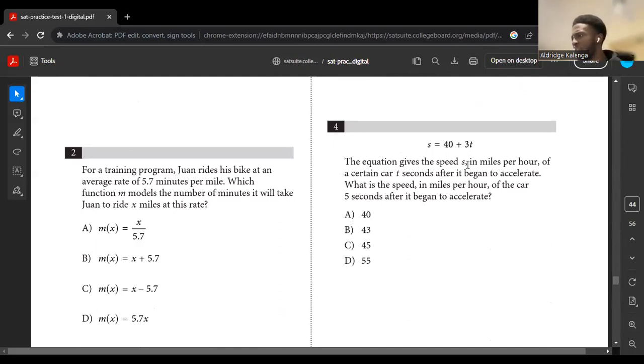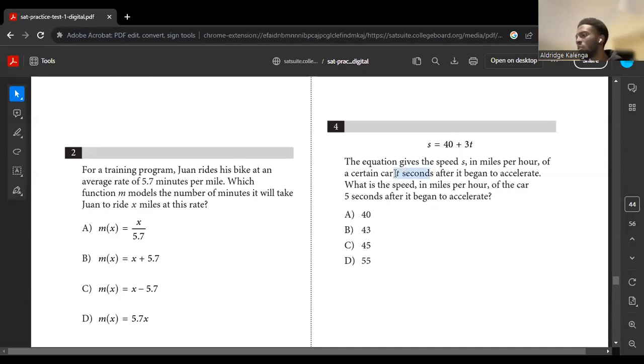The equation gives you the speed, in miles per hour, of a certain car, t seconds after it begins to accelerate. What is the speed in miles per hour of the car 5 seconds after it begins? Okay, so this equation gives you speed, right? And then t is for seconds.